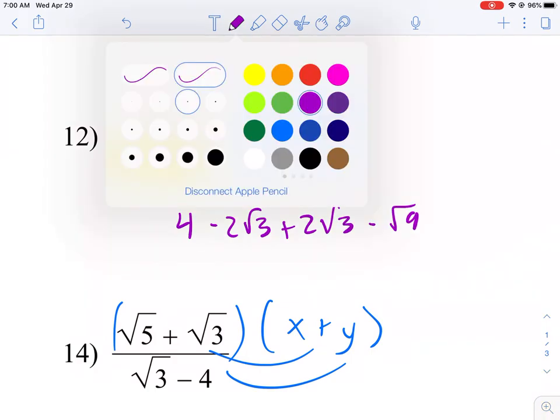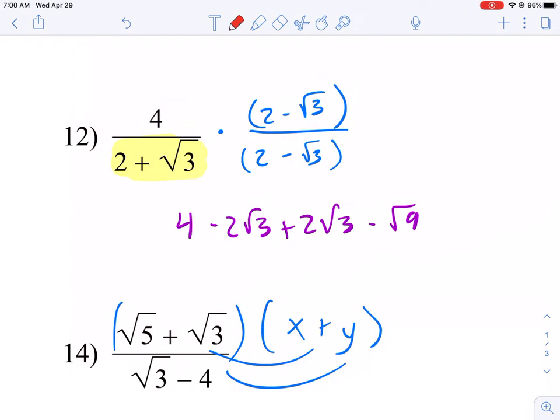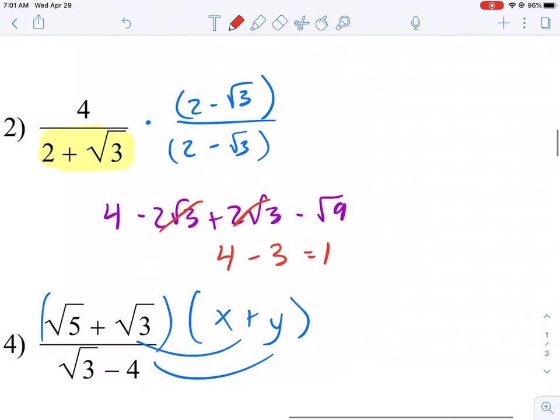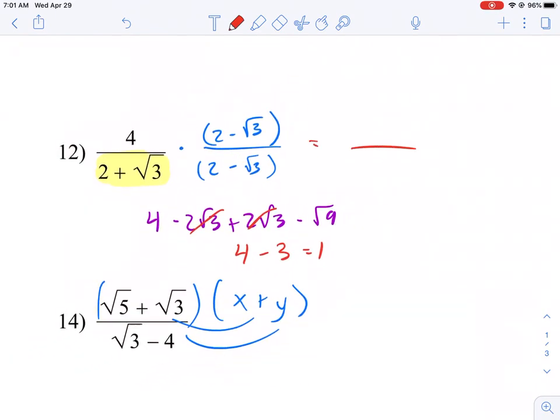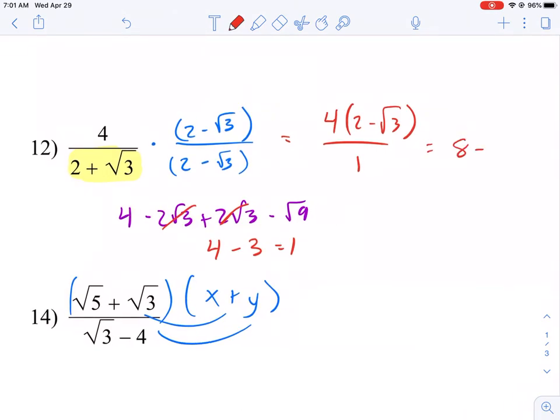Eventually, you're going to learn that you don't multiply the inside and the outside terms together because they're always going to cancel anyway. So really, you're just going to do the first and the last terms times each other with conjugates. That's the whole point. So we get 4 minus radical 9, which is 3, equals 1. That's pretty cool. We get a denominator of 1. Then we get 4 times 2 minus radical 3. I guess in this case, we could distribute, and we get 8 minus 4 radical 3 as our final answer.